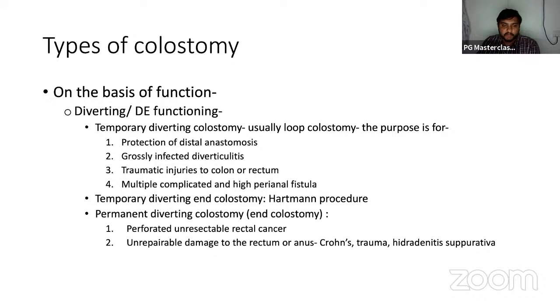Then temporary diverting end colostomy is done in Hartmann's procedure for pelvic sepsis following diverticular perforation or rectal perforation, where the sigmoid colon has to be resected and the distal end of the sigmoid colon could not be brought out, or there is a rectal stump which cannot be brought out. And permanent diverting colostomy or end colostomy in cases of perforated unresectable rectal carcinoma or unrepairable damage to the rectum or anus in cases of Crohn's disease or severe perianal trauma or hidradenitis suppurativa infection.